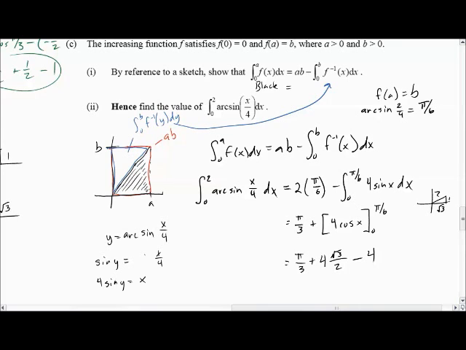And so that's really all that we've got. You can simplify a little bit, I guess. Pi over 3 plus 2 root 3 minus 4, and I believe that is then a totally acceptable answer to the question. So there you go.